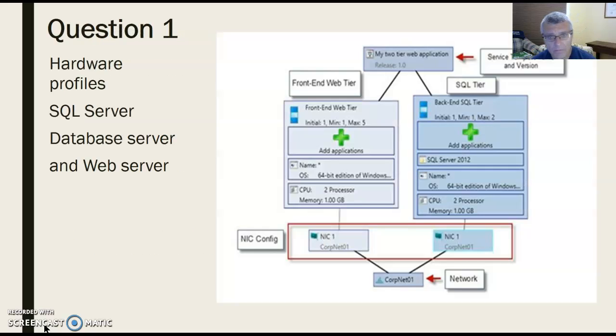Here's a diagram that represents two of the server profiles that need to be deployed: the SQL Server database server and the web server. And as you can see, mapping out in a diagram what the front end web tier looks like and what a SQL Server tier looks like. As you can also see, the network interface configuration is also defined within the configuration settings.